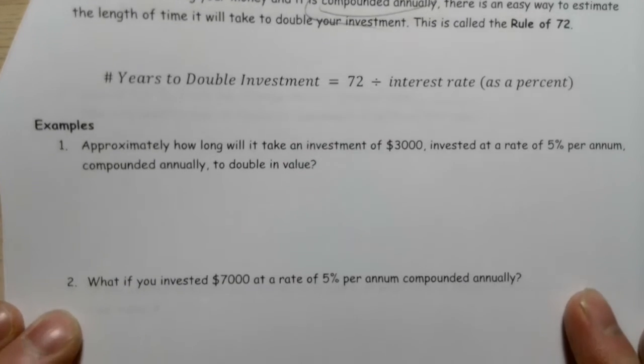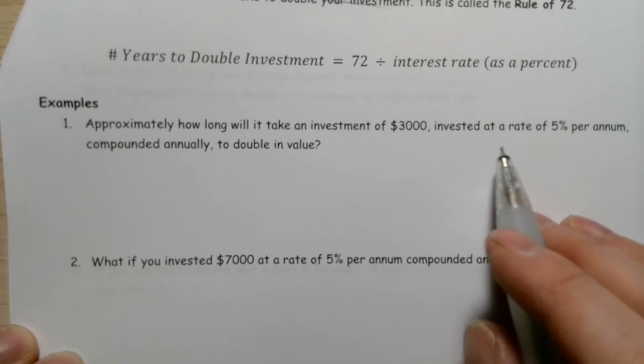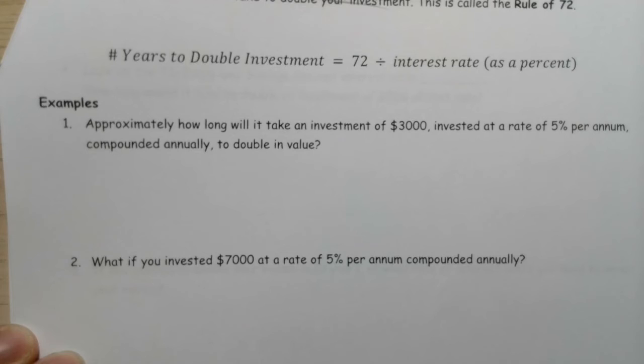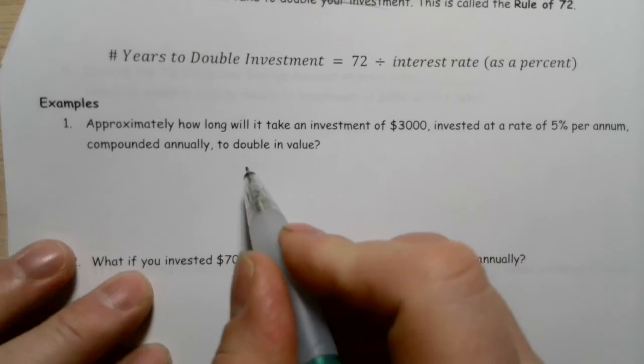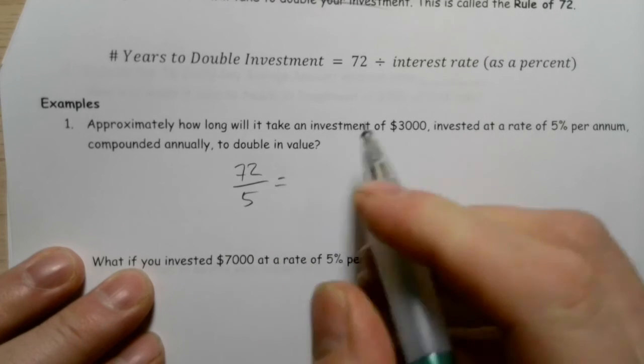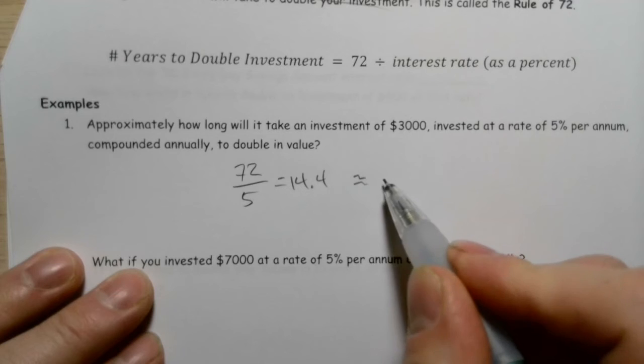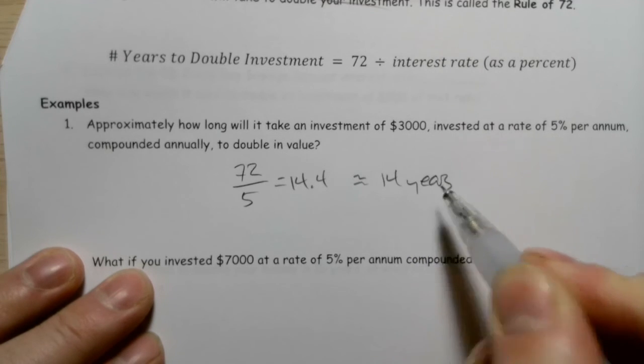So just to give you an idea here, how long does it take for an investment of $3,000 at a rate of 5% compounded annually to double in value? Well, the Rule of 72 says that I would simply take 72, divide it by 5. Now, the answer here is 14.4, so we're just going to say approximately 14 years.